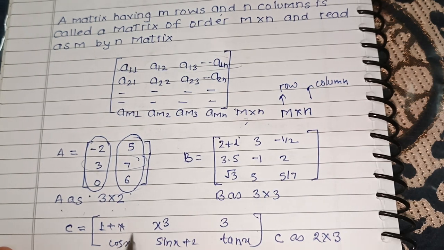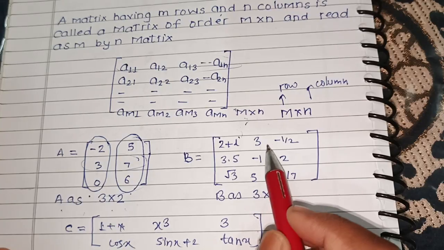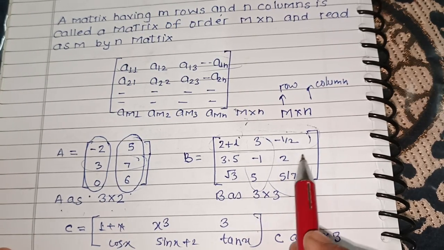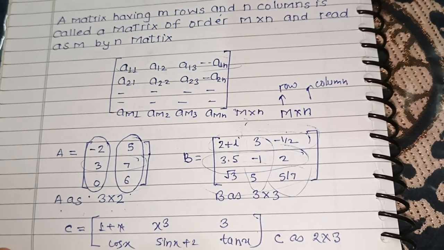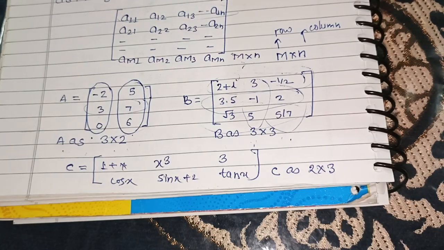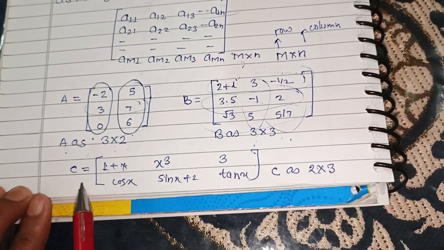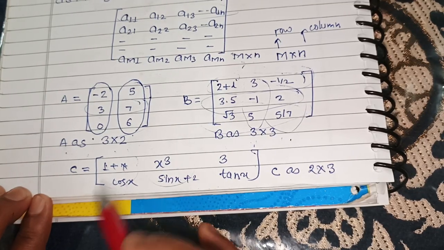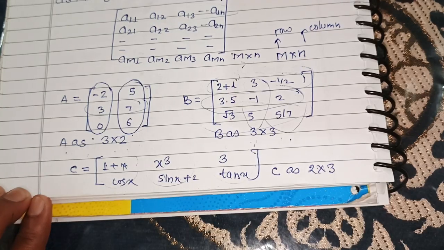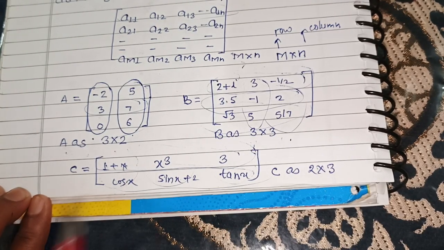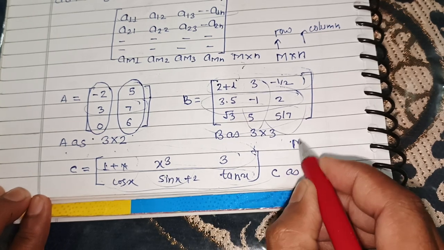Okay, here this is the first column, this is the second column, this is the third column, this is the first row, this is the second row, this is the third row. So B is 3 into 3. Now third is C is equal to this. So this is first column, second column and third column, and here this is first row and this is second row. So we can write m into n.